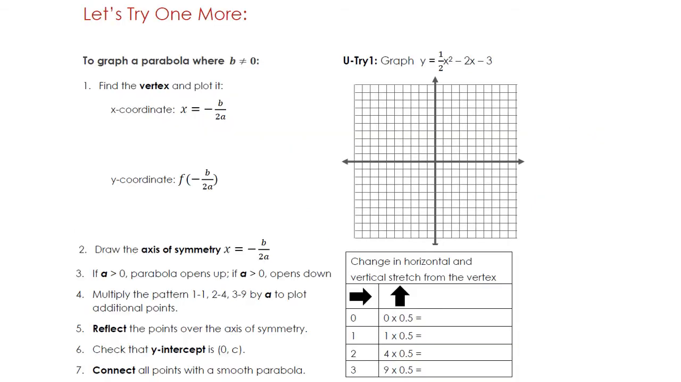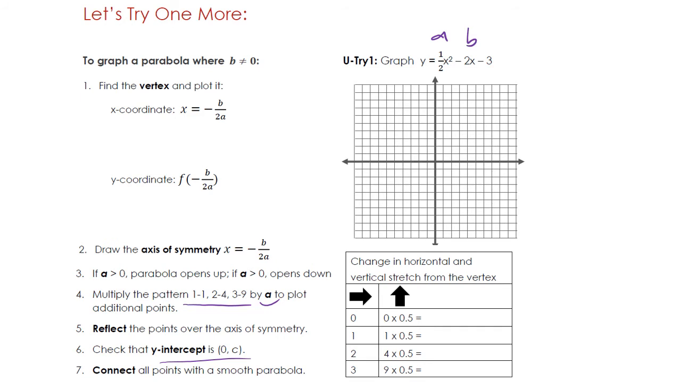Let's look at one more example. Our goal is to first find the vertex, then we will draw an axis of symmetry, and we will decide if it opens up or down. We will create our pattern and multiply each y value with the a to reflect additional points, and we will find these points, reflect them by an axis of symmetry, and confirm with the y-intercept, and we are done with the parabola.